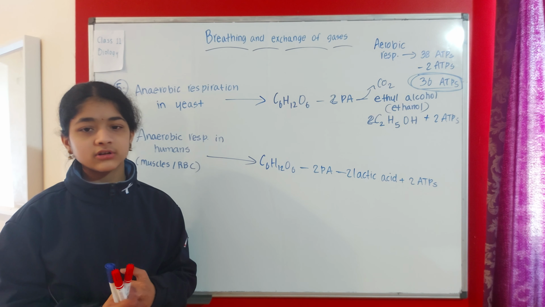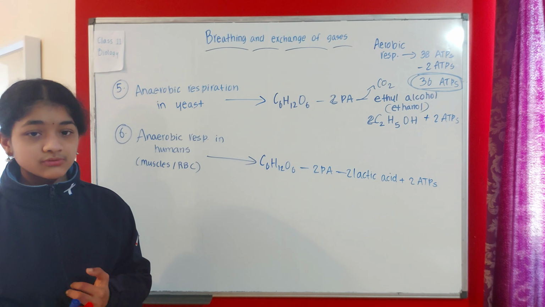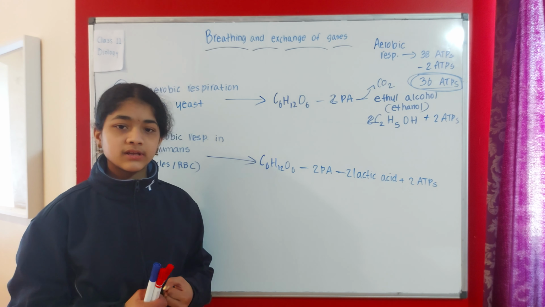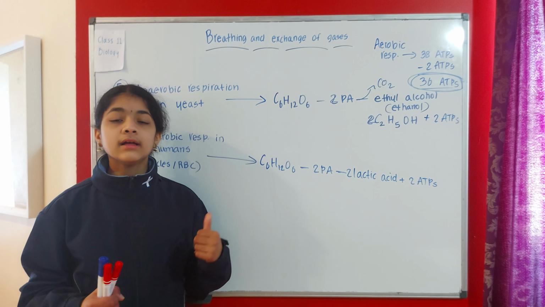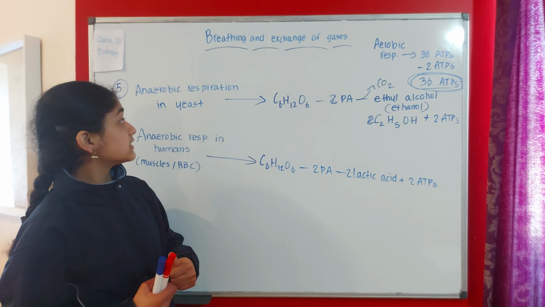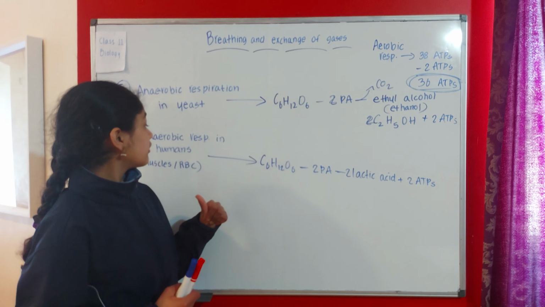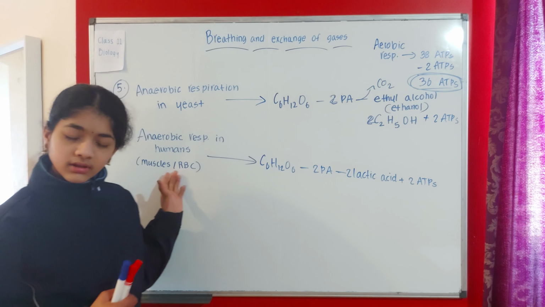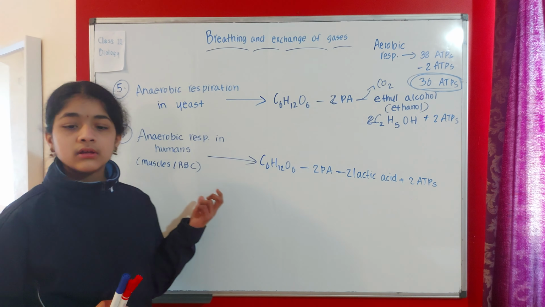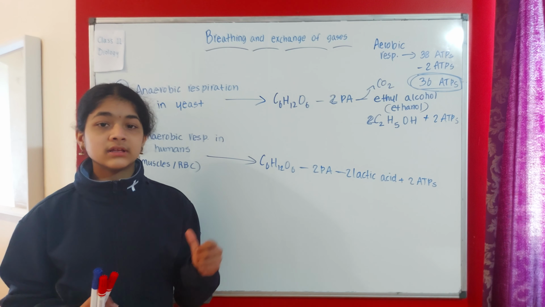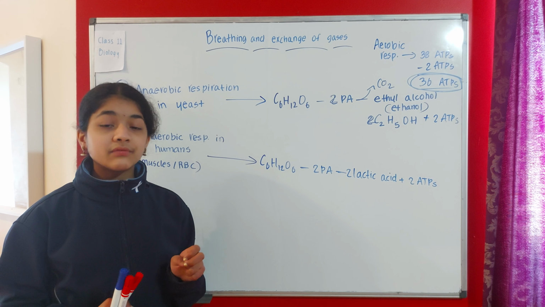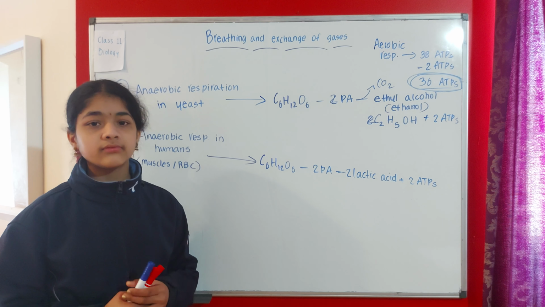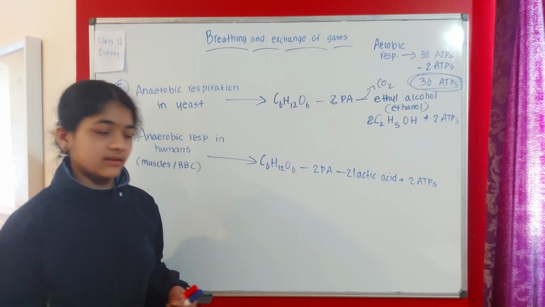We have looked at the definition of respiration, types of respiration, the aerobic respiration equation and the steps as well, and anaerobic respiration in case of yeast, the lower organism, and in case of humans as well, in muscles and red blood cells or erythrocytes. Now we are going to take up the types of respiration on another criteria.